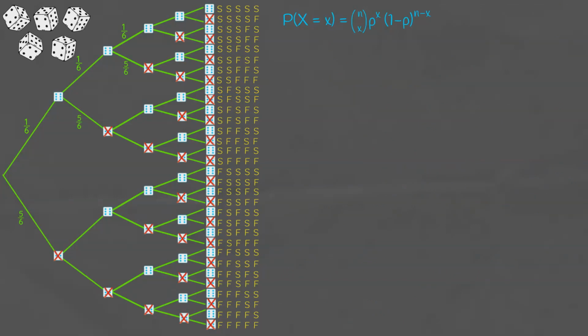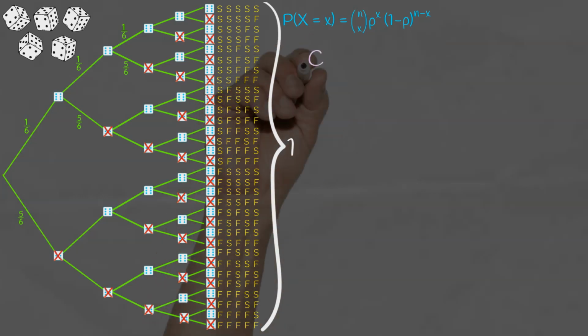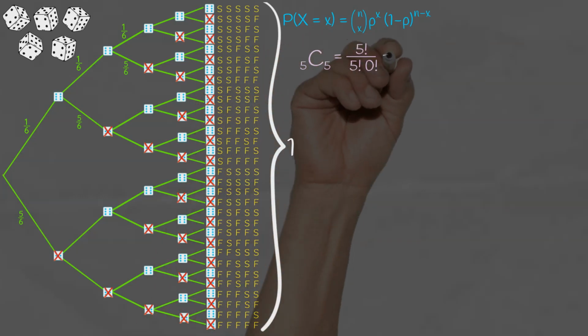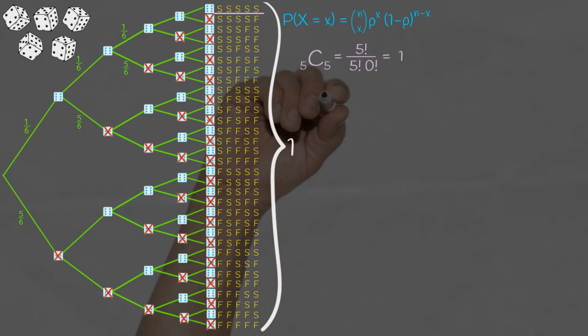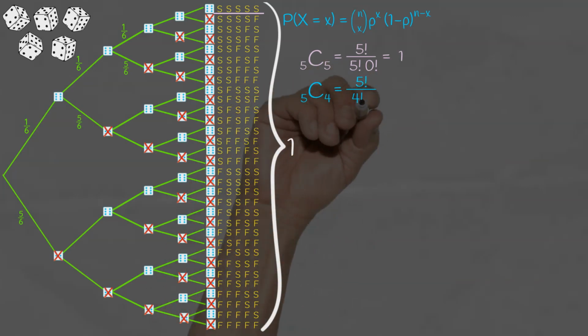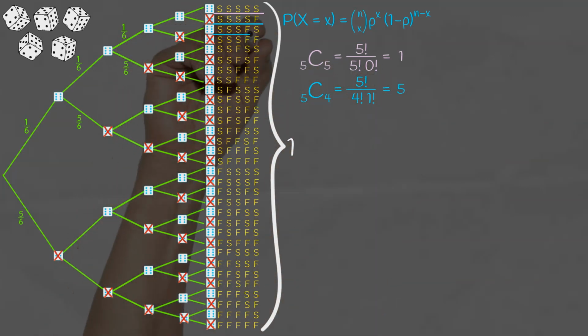Now, keeping the tree diagram there for a minute, we know that all the probabilities of all the different outcomes have to add up to 1. Now, if we want 5 successes from 5 throws, that's 5 choose 5, which is equal to 1. And as you can see, there's one outcome where we have 5 successes. Now, if we want 4 successes from 5 throws, that's 5 choose 4. And as we worked out previously, there are 5 different ways in which that can happen.